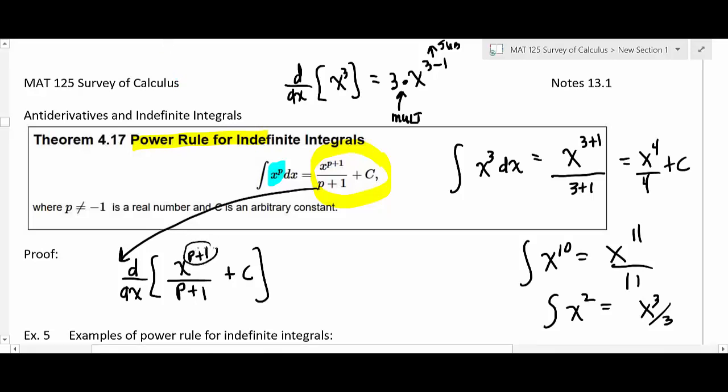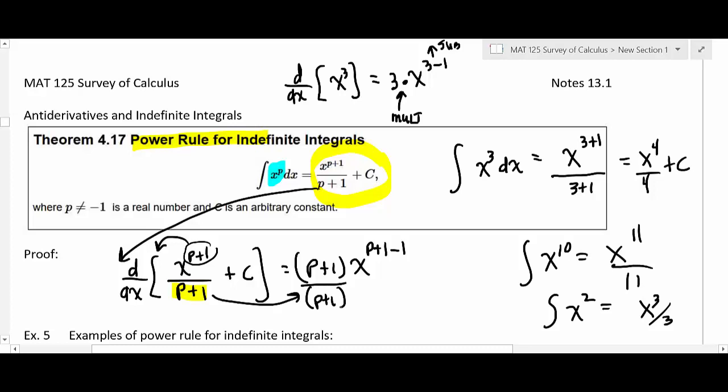So if we do this, of course, you would bring the p+1 in front. So you would have (p+1) times x. You would subtract 1 from the exponent. Remember, what I'm doing right now is a derivative. I'm doing the power rule for a derivative. Okay, well, this is a constant. So see, that's already there.